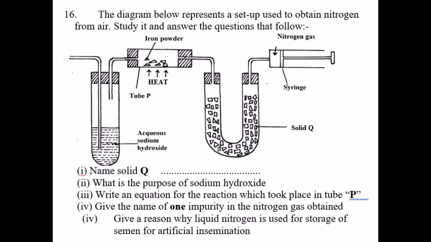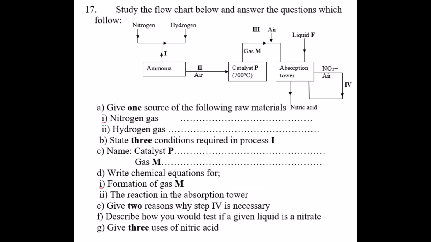Going on to number 16, you're starting somewhere with aqueous sodium hydroxide in a boiling tube, then the content going through hot iron powder, all the way to solid Q in a cylinder. Again, it's for the isolation of nitrogen gas from the air. So you name solid Q, the purpose of sodium hydroxide, and so on. You can see Roman 3, Roman 4, and even Roman 5 there. This question can help you revise even other areas that are not necessarily under ammonia.